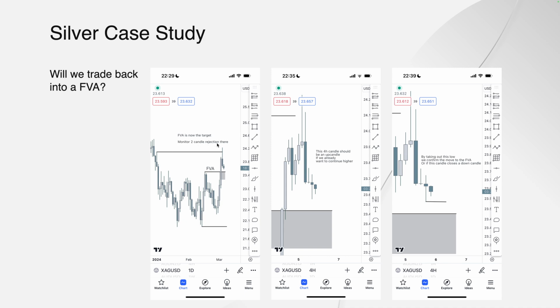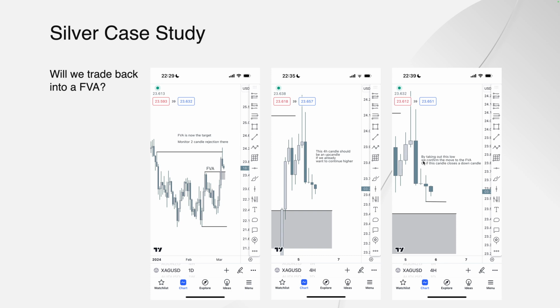Monitor 2-candle rejection there. We can see the fair value area right there, we have a fair value gap as well, a little bit higher. And we have that swing high that we just came above, which we are currently respecting. After that, I mentioned this 4-hour candle that is currently in the making, that most recent one, should be an up candle if we want to already continue higher. If that does not happen, and if it's a down candle, or we take out that low right there, then we will guaranteed trade back into the fair value area.